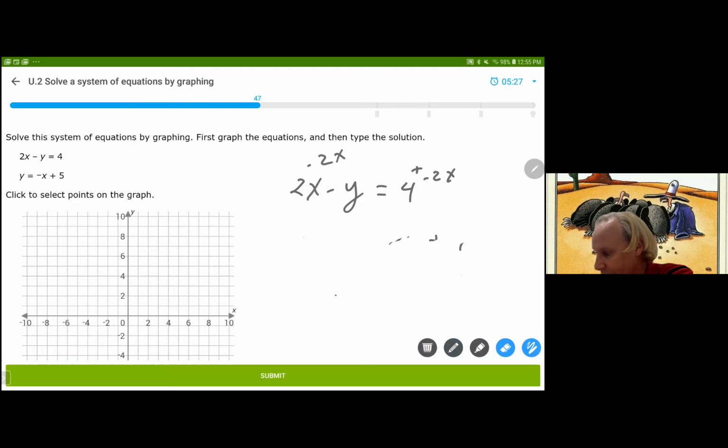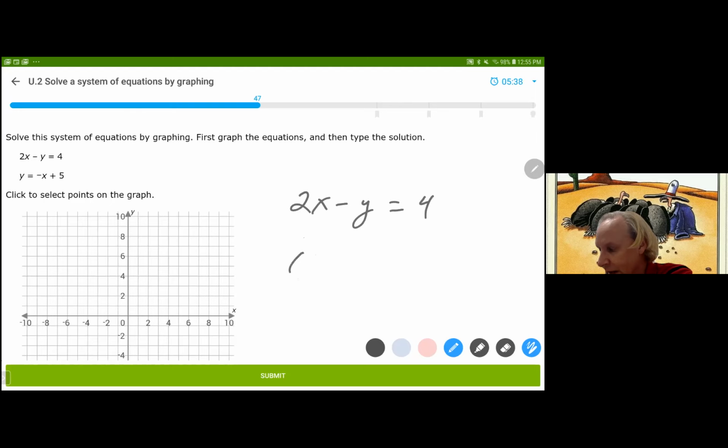Whenever I have a standard form equation, I use the intercepts, and here's how it works for me. 2x minus y equals 4. In my head, I imagine that x is 0. Then this is gone and negative y equals 4, so y is -4. Then, forgetting that the 2x is still there, I let y equal 0. In that case, 2x equals 4 and x is 2. And of course, those two solutions can be graphed.